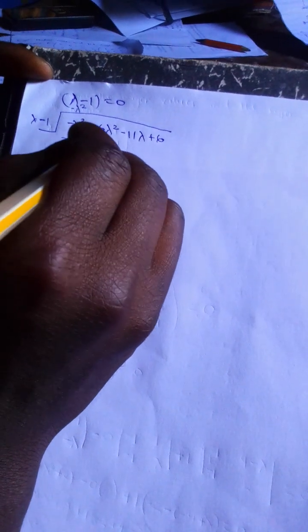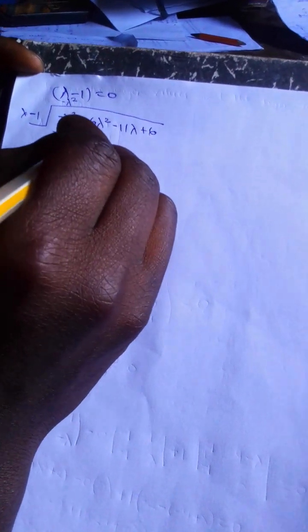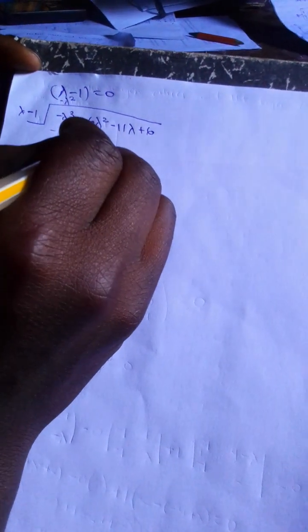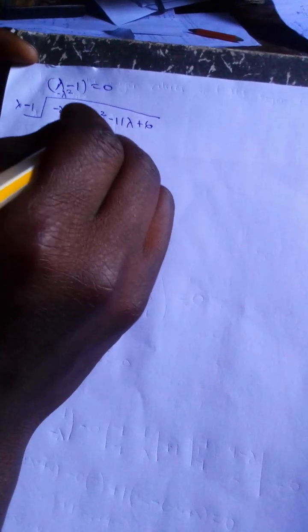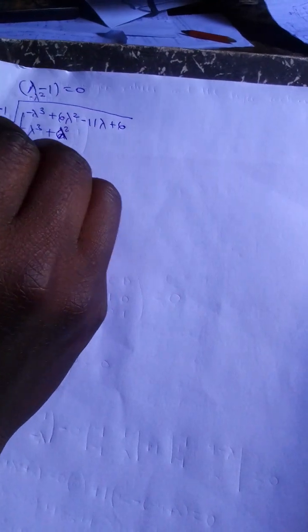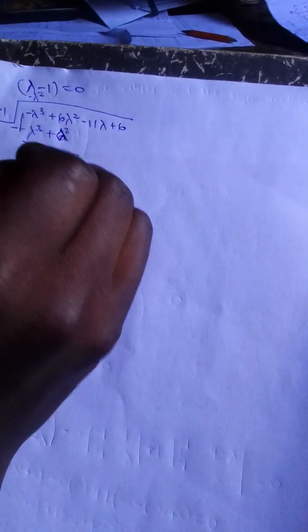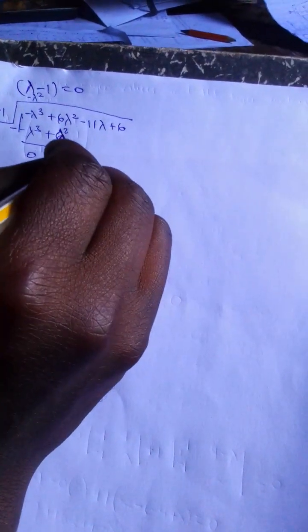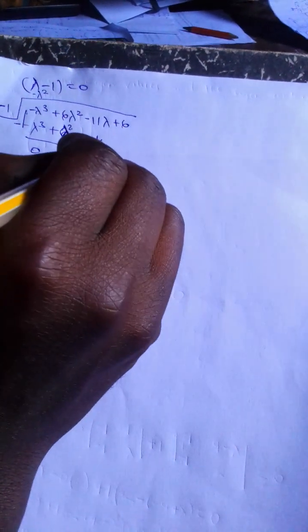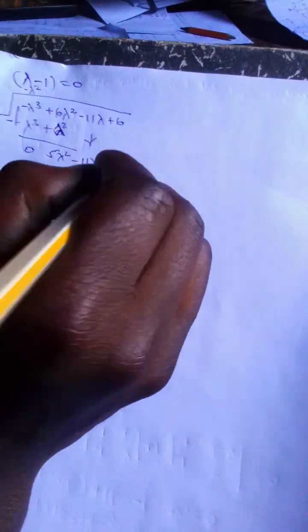We get negative lambda squared. Then we multiply, you get lambda cubed. Get this one times this, get plus lambda squared, I'm sorry, it is lambda squared. Then when we subtract, we shall have to come up with 0. When we subtract here, it is 5 lambda squared. Then we bring this minus 11 lambda plus 6.